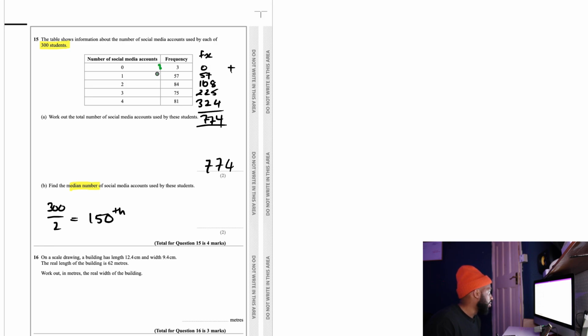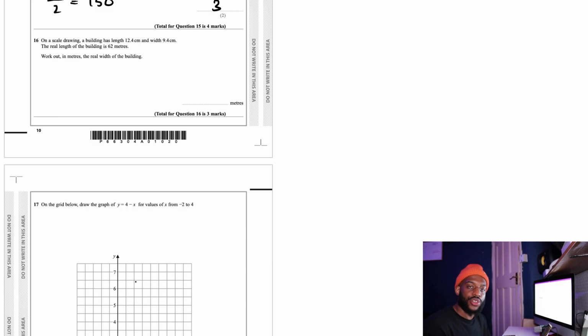So cumulative frequency, we've got 3. Add the 57, we've now got 60. Add 84, we have 144. So it's not going to be in this group. However, it is going to be in this next group here, the 150th student. Because once we add 75, it's going to go way past 150. So we know our 150th student would be in this group here. So our answer would be 3. So 3 is the median number of social media accounts.